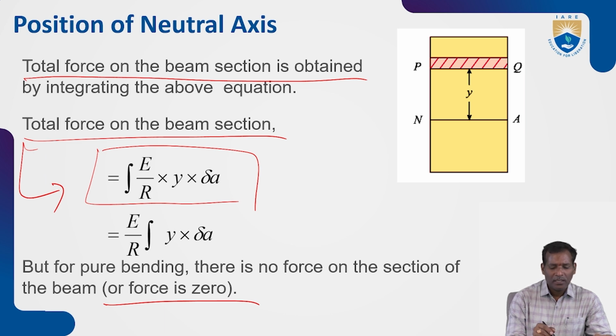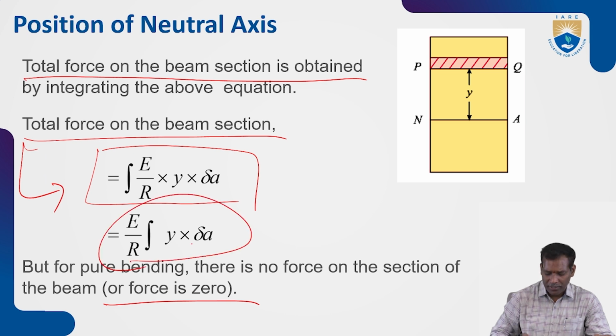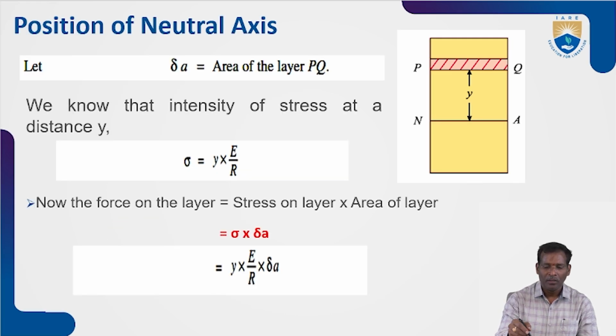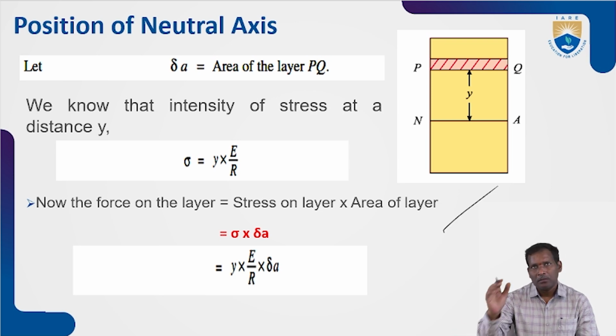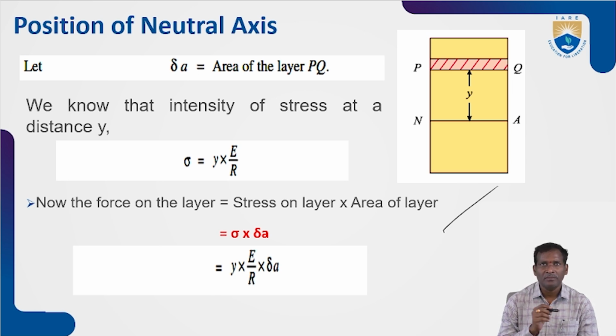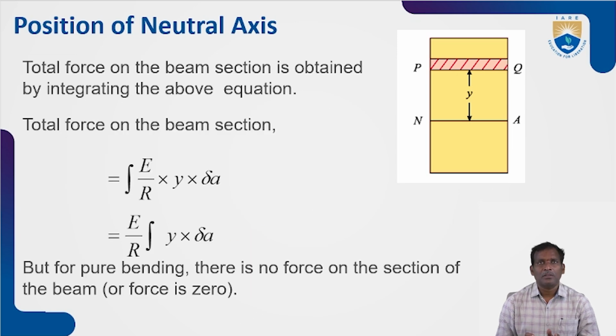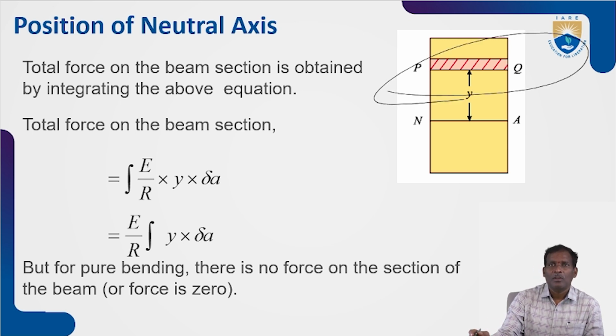In pure bending theory, we have learned there is no force on the section of the beam. So here take E by R common and integrate y, taking the position of the neutral axis. We have seen in this slide delta A, the small elemental area, and the intensity of the stress at a distance y. The force on the layer is the stress on the layer multiplied with the area of the layer, that is sigma into delta A. Now calculate the total force on the beam section. First we have taken the small elemental area, that is PQ. The y is also shown from the neutral axis. So take E by R outside, and y into dA.